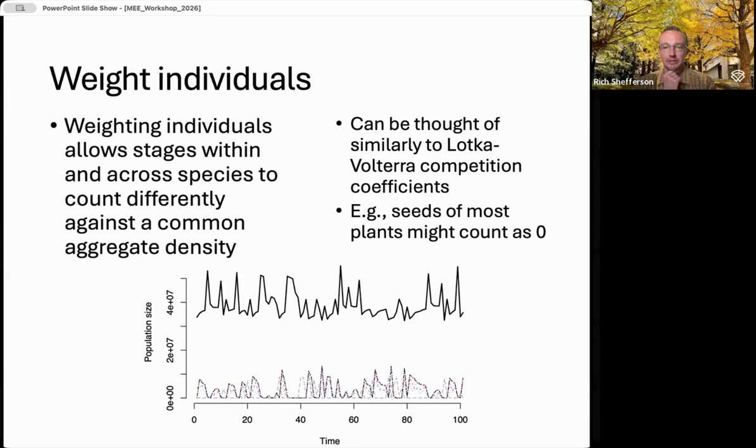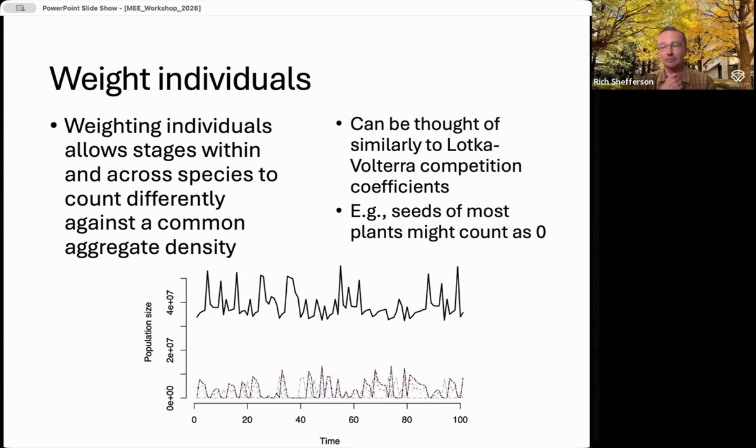In the examples that I'll show you today, particularly in the MCM case, the authors decided to basically consider every individual as being some multiple of a cottonwood seedling. Because you might imagine adults are like several 10,000s or more seedlings. In some other species, their seedlings are worth less than a cottonwood seedling. And this is all in terms of the common aggregate density.